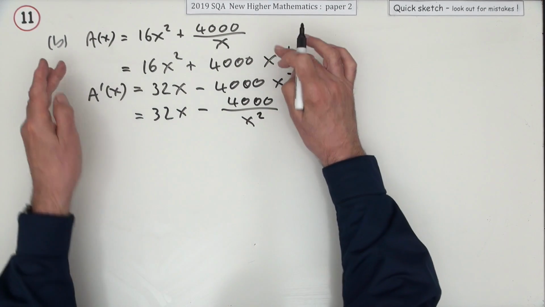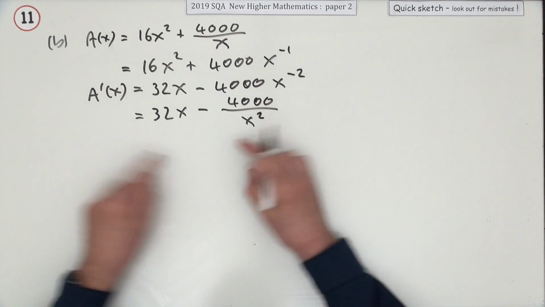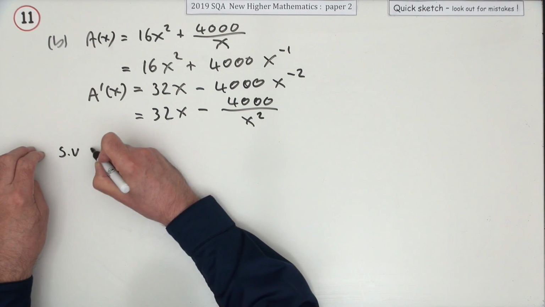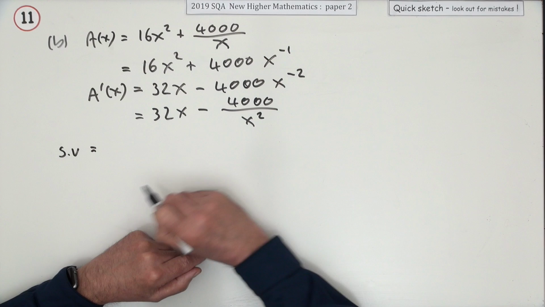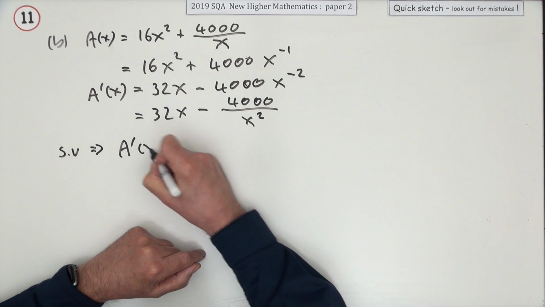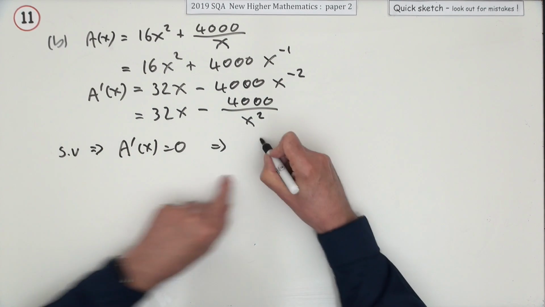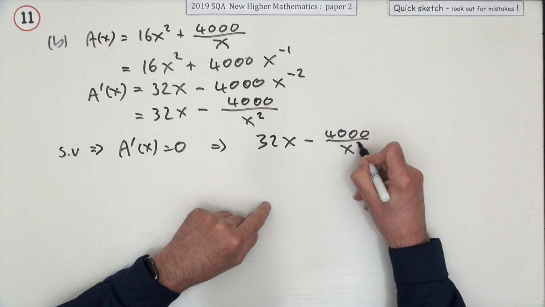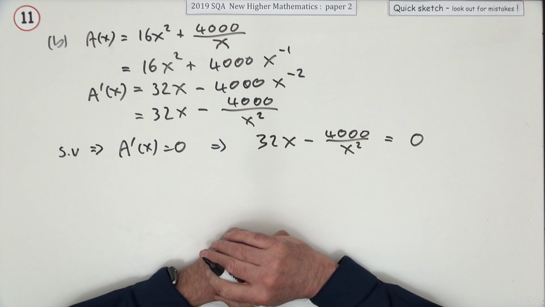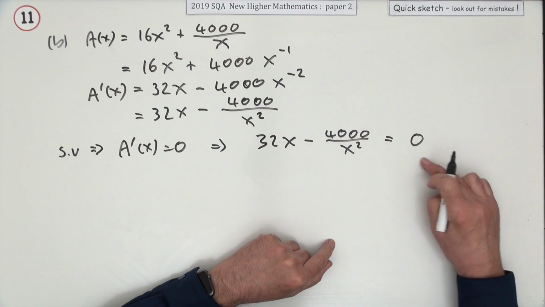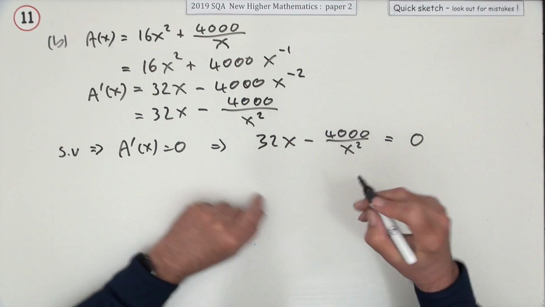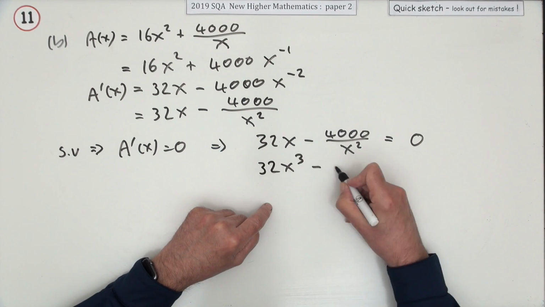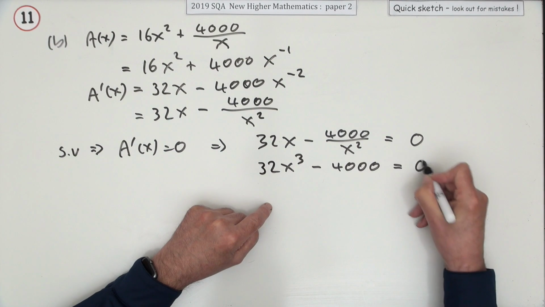It's okay doing that to differentiate or integrate, but when it comes to solving equations, you want the variables back where they belong. So we're going to say this: if there is a stationary value, an optimum value, that would mean that the derivative should equal 0. That means that 32x minus 4000 over x squared should equal 0. Solve that equation. First thing, don't want fractions. Multiply by x squared. So 32x cubed minus 4000 would equal 0.